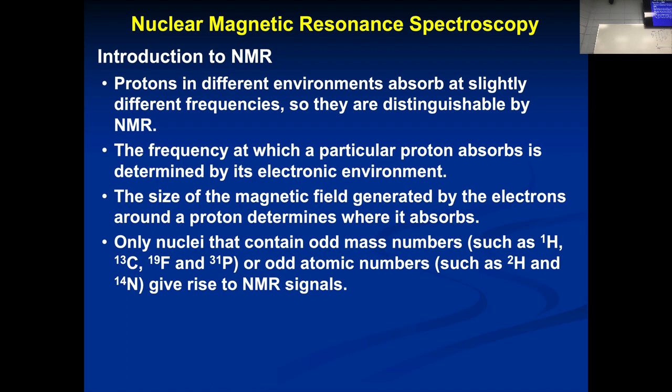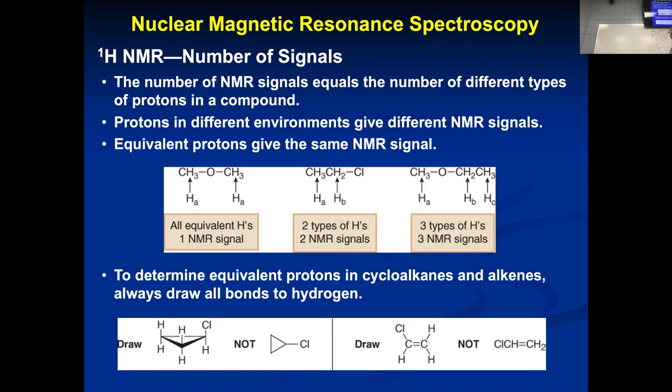We deal with hydrogens. Hydrogen has an atomic number of 1 and a mass number of 1. It gives NMR signals. Carbon-13, the isotope of carbon that's called carbon-13, has a mass number of 13. It gives NMR signals. Fluorine-19, phosphorus-31, those all give NMR signals. So you can do phosphorus NMR, you can do fluorine NMR, you can do carbon NMR, you can do proton NMR, you can do all kinds of different types of NMR. Okay? Very, very easy.